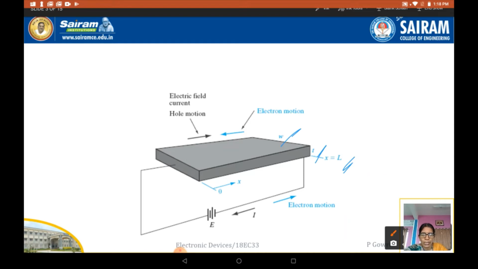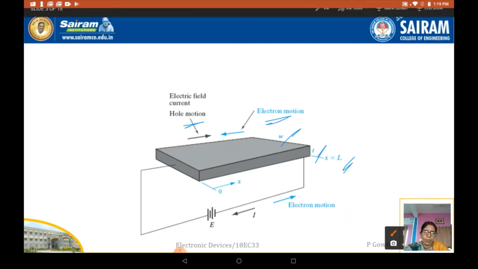The movement of charge carriers is due to both the electrons and the holes. When an electric field E is applied, there will be two charge carriers available. One is the current due to holes, and the other is due to the electrons. The conventional current will be from the positive to the negative terminal of the battery, whereas the electrons will be moving from the negative terminal to the positive terminal. That is, the electron motion will be opposite to the direction of the applied electric field.